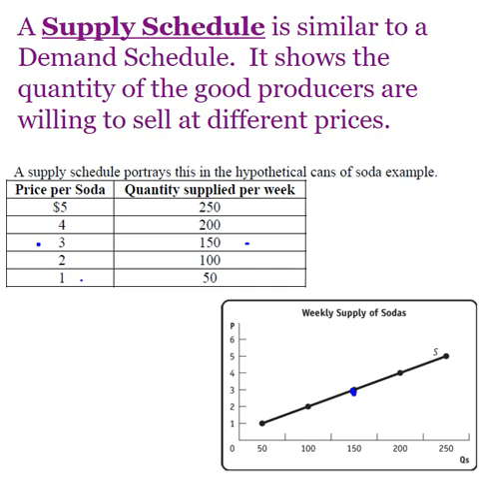And then at $1, that's much cheaper. They will supply some sodas, but far fewer than they would before. So 50 sodas are produced at this point. And then you just connect all the dots, label it with an S, and you have the supply curve plotted.